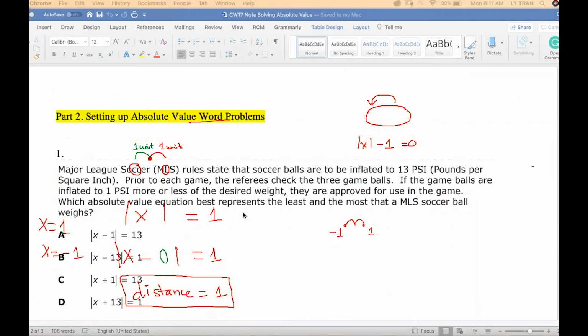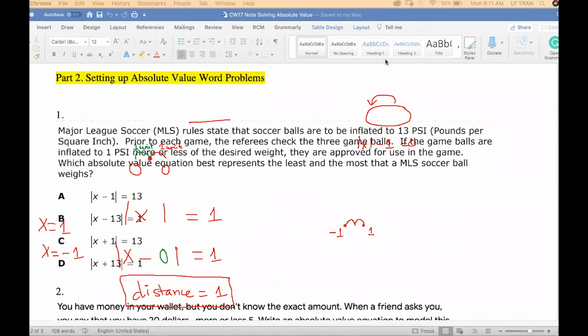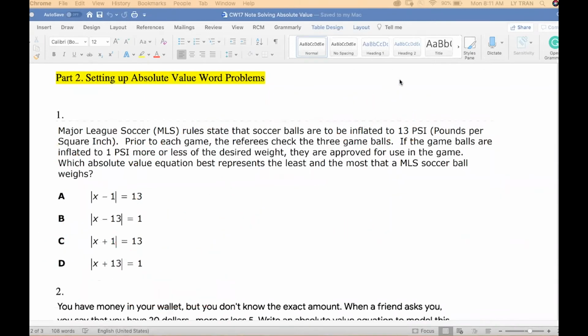So how about let's try some word problems. How can we set up this word problem right here? Let's read this question together. Let's pause it right here. You go ahead and read it real quick and find the keywords. Okay, two minutes later, we find that the keyword is a soccer ball inflated to 13 psi. What does that mean? Pounds per square inch. Okay, there you go.